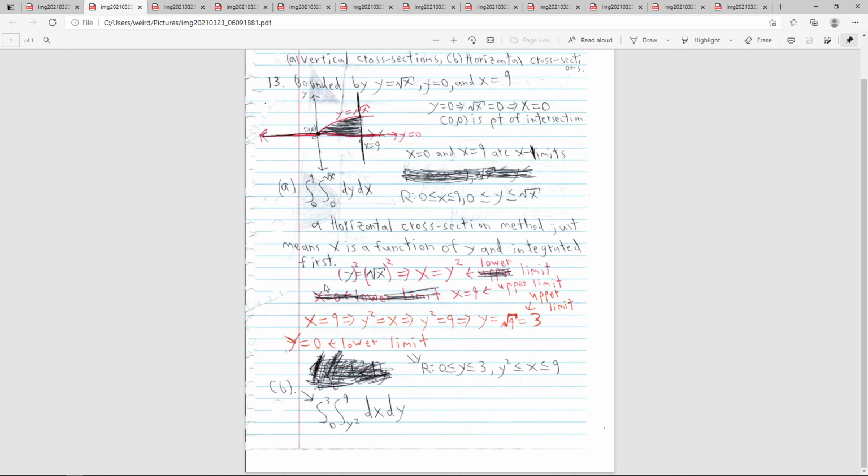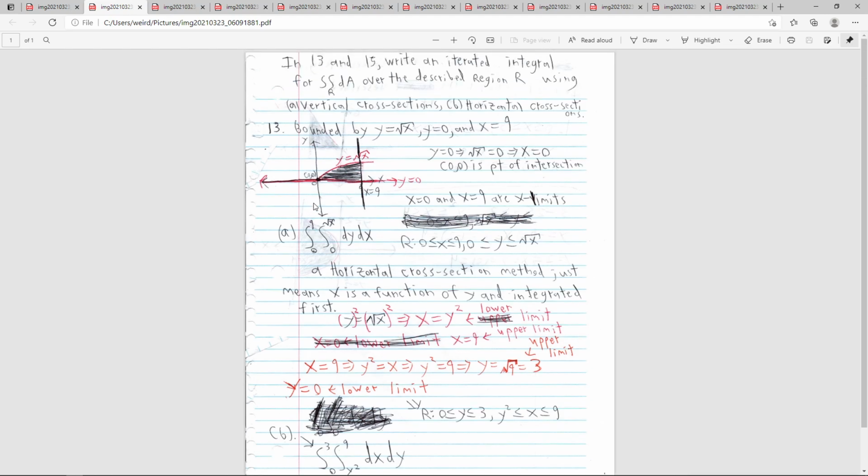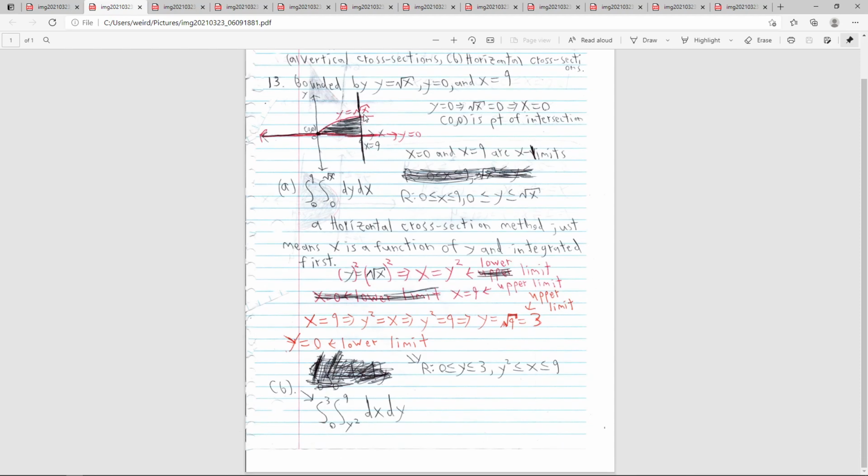So for B now, x gets integrated first and all that. For horizontal, vertical, y is integrated first, and it's like this form. Square root of x is the upper limit, 0 is the lower, because it goes from 0 to square root of x. The region upwards. Up, up, up. Now we go from left to right for x, for the horizontal cross sections.